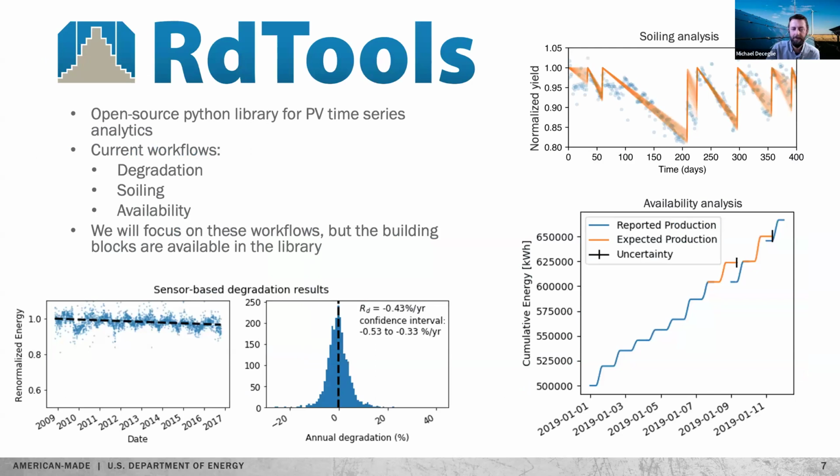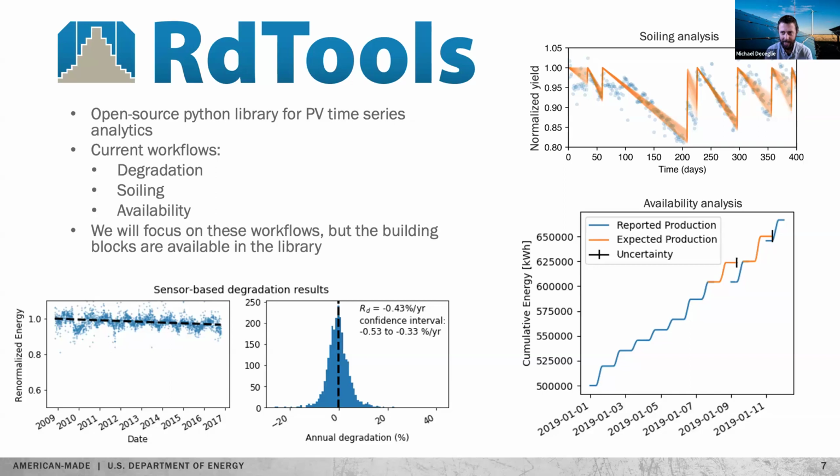So thanks, Kevin. The second tool that we'll be talking about is RD Tools. Like everything we're talking about today, it's an open source Python package for PV time series analytics. I think the thing that distinguishes it from PV Analytics, which you just heard about, is that it's really built up around a few specific workflows, and we provide a high-level interface to deploy those whole workflows in just a few lines of code.